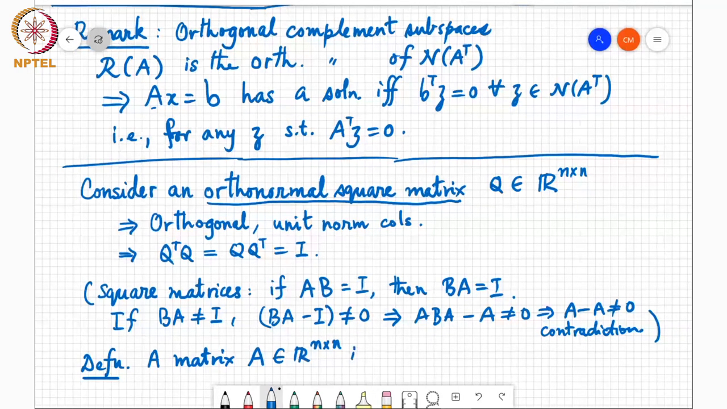Sir, in the above proof, BA we are taking not equal to I. Yeah. So why am I writing ABA is equal to A? AB is equal to I. If AB equals I, that's what we are trying to show here: that if AB is I, then BA must also be equal to I. So AB is equal to the identity matrix. Identity times A is always equal to A, whatever A is. Yes, sir, I got it. Thank you.